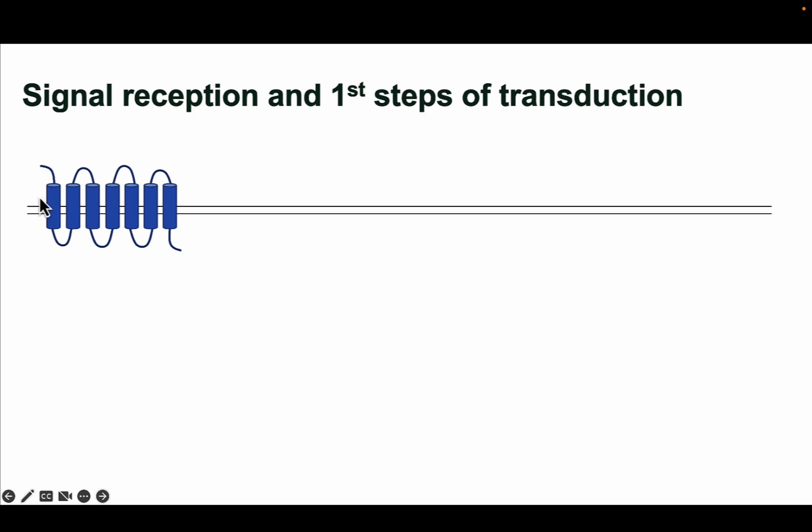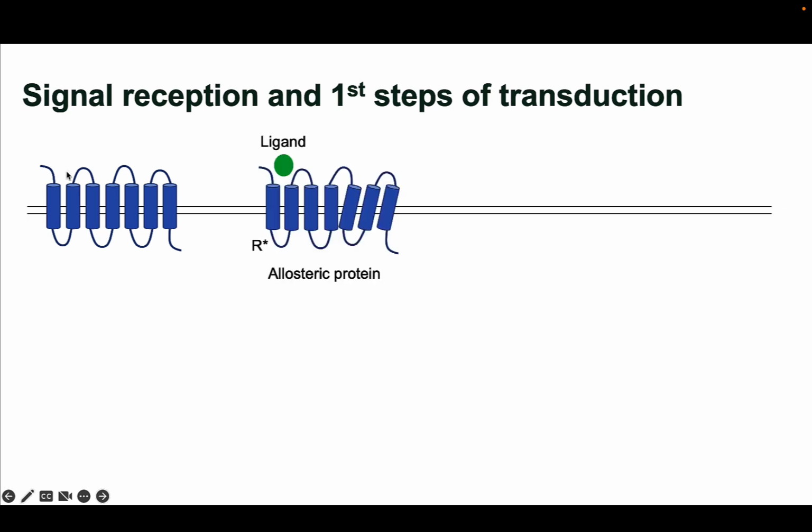We also call these G protein coupled receptors allosteric proteins, because when their ligand binds, they're going to change shape. So let's show that here. I'm showing the ligand as this green circle, and we can think of this as epinephrine binding to the beta-adrenergic G protein coupled receptor. And you can see that this protein has changed shape, okay? And sometimes we depict this as a receptor with a little star to show that it's been activated.